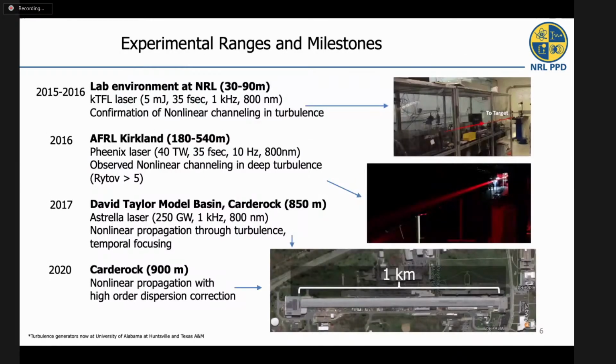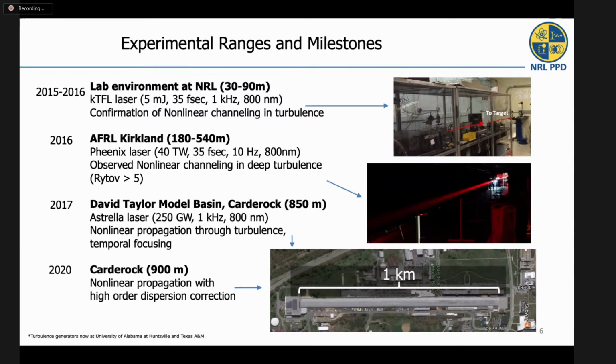So having that design in place, we started doing experiments. So back in around 2015, 2016, we started doing relatively short-range laboratory-based experiments at our laser lab at NRL. These were within our lab. We could generate over a single pass of about 30 meters, and then by triple passing, we can get up to about 90 meters. And this is using a pretty standard Ti:Sapphire laser, the 5 millijoule, 35 femtosecond, 1 kilohertz Ti:Sapphire system. From there, we moved on to AFRL at Kirtland, New Mexico.